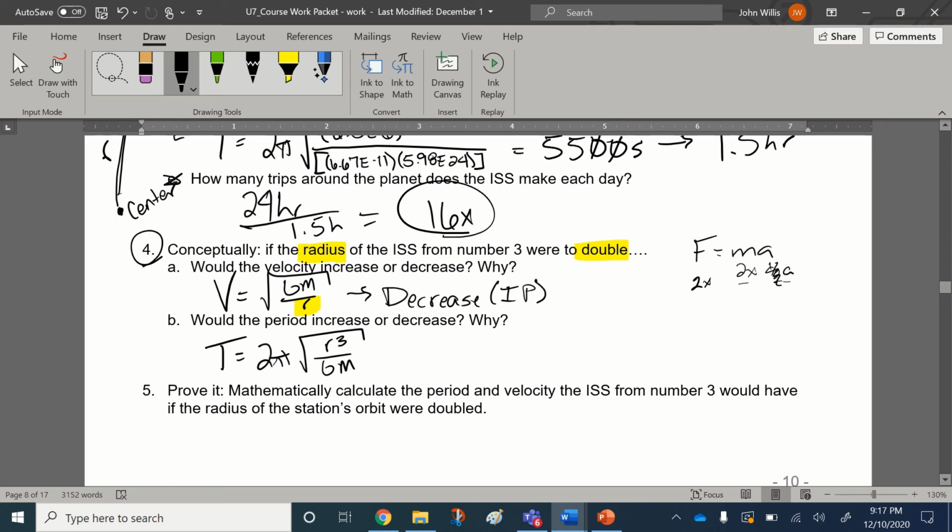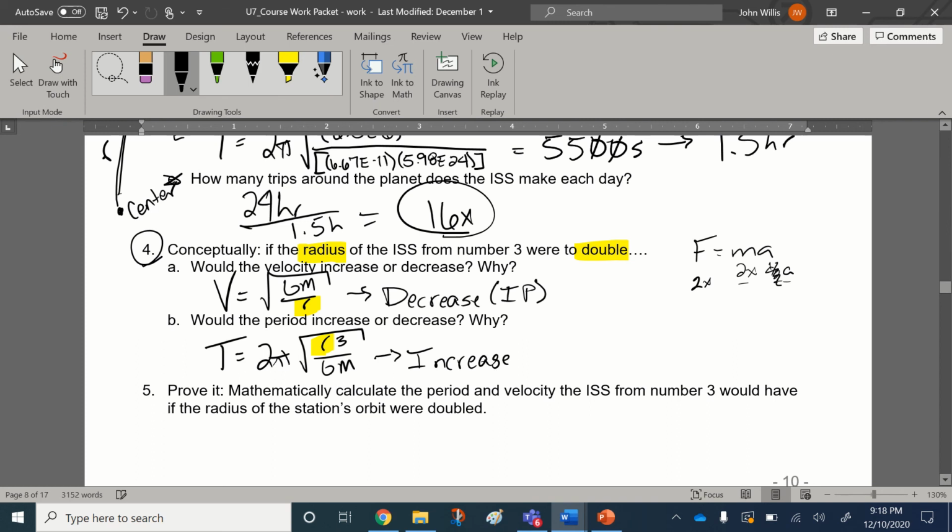For period, radius is in your numerator. Oh man, I thought that was the highlighter. Radius is in your numerator, and if radius is in your numerator, not only is it getting cubed, it's getting square rooted after that, but it's in the numerator. So you've got more pizza for the number of people that are down below, because the mass of the planet and that gravitational constant, they're not going to change. So this is going to be a directly proportional relationship, and it's going to increase.